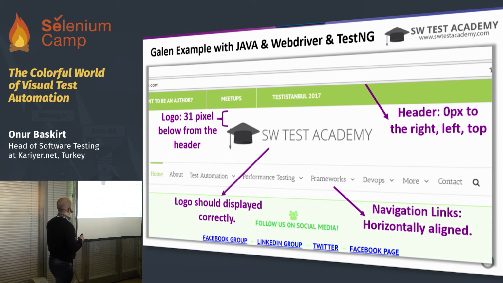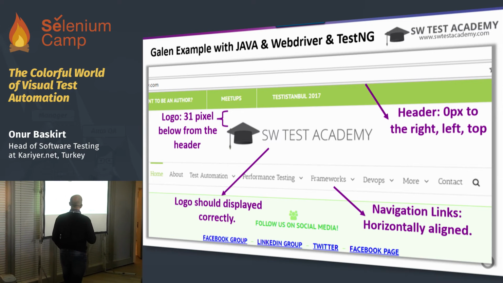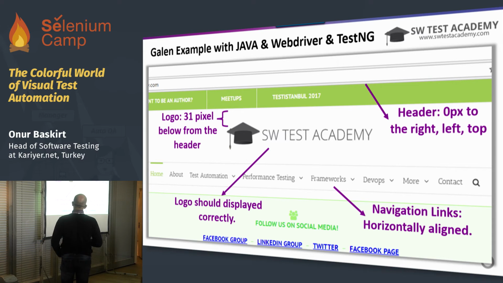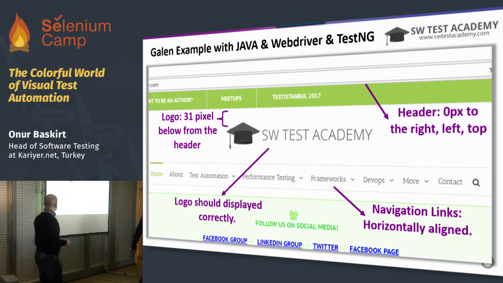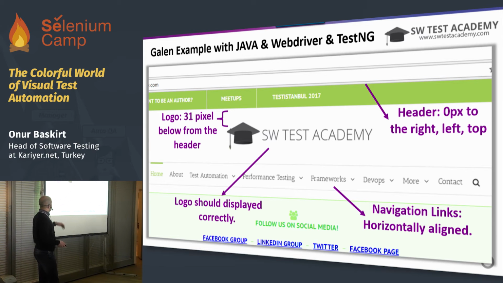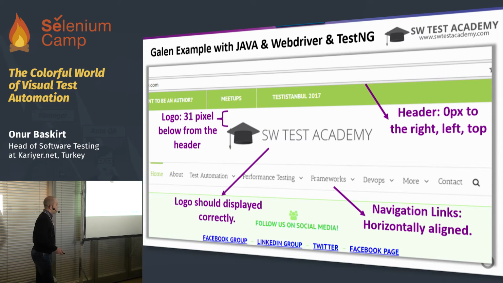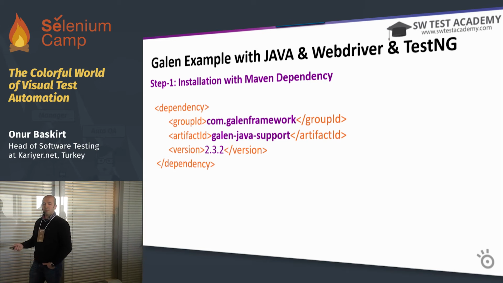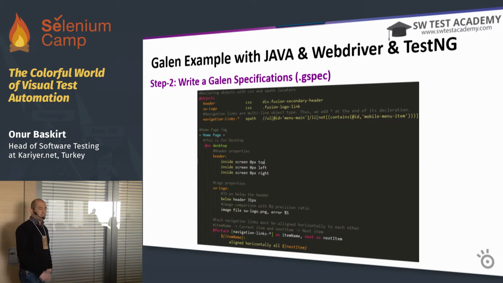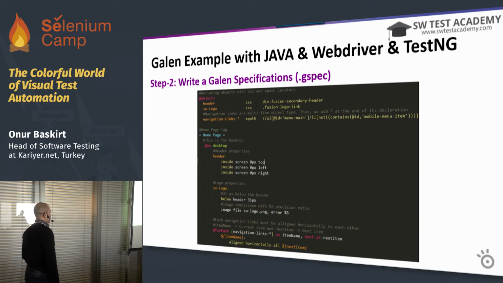Here, our header should be 0 pixels to the right, left, and top. Our logo is 31 pixels below the header. And the logo should display correctly. We should also do visual testing here. And navigation links should be horizontally aligned. So the first step is to install the Maven dependency of Galen Framework. And second, write a Galen specification file.